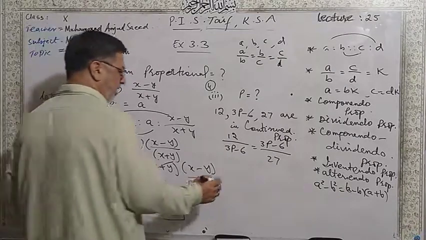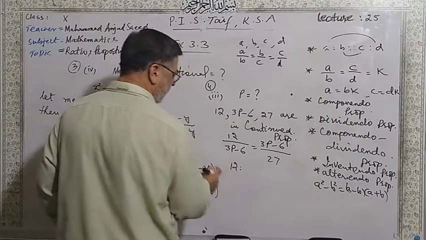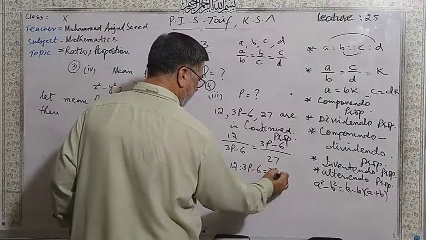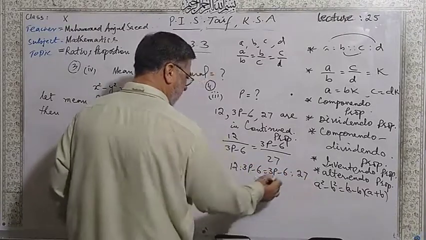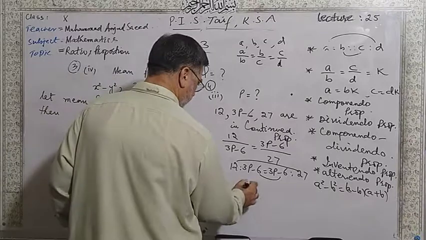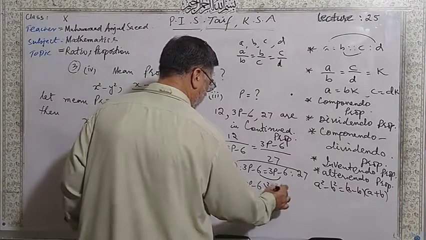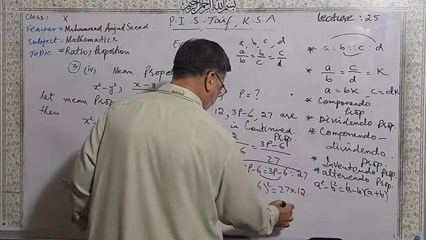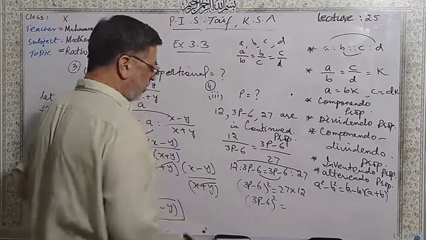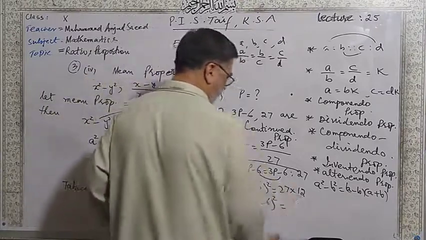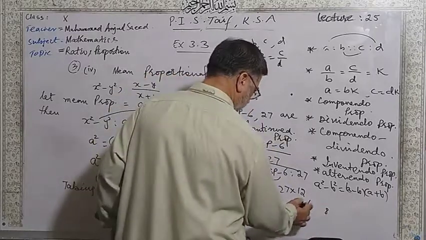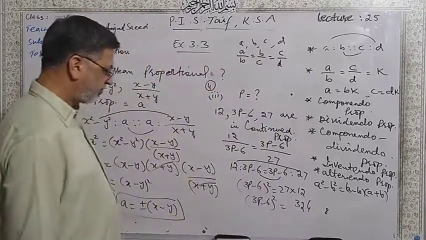Dear students, this can be written as 12 ratio 3p minus 6 is equal to 3p minus 6 ratio 27. Product of extremes is equal to product of means. 3p minus 6 whole square is equal to 27 into 12. 3p minus 6 whole square is equal to 27 into 12. This will be 324.